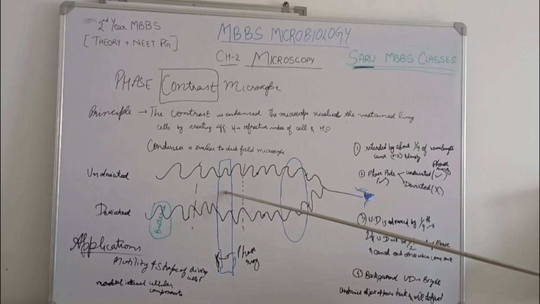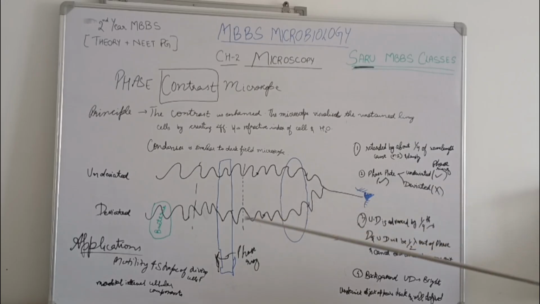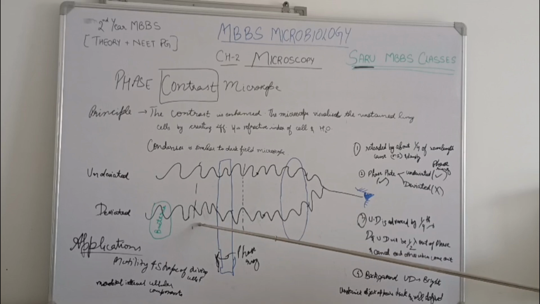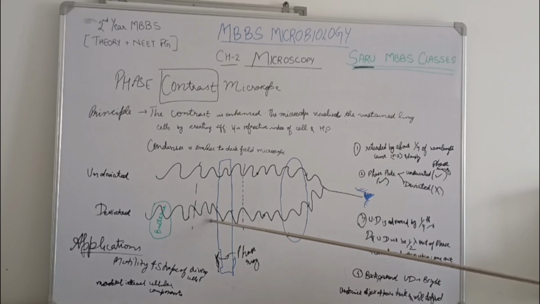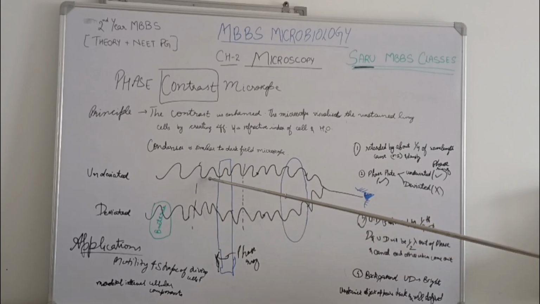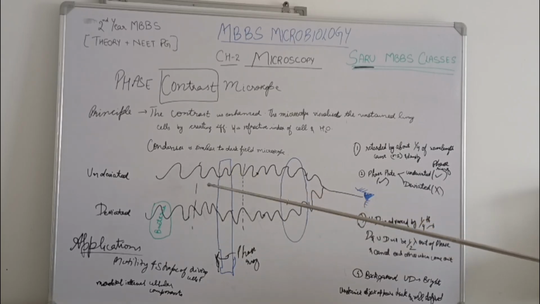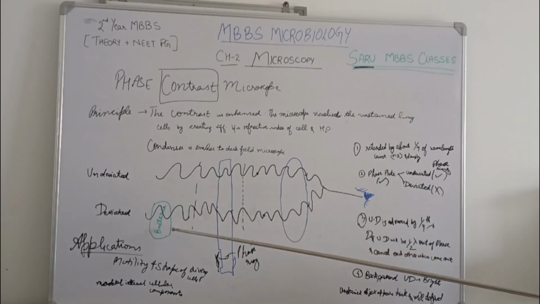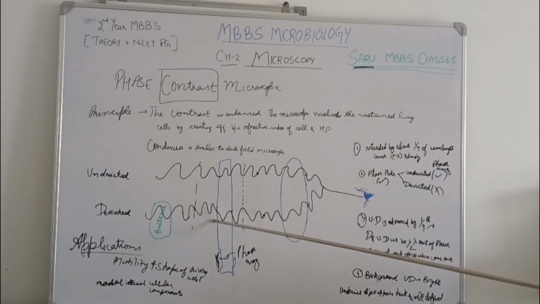This is a phase plate. The phase plate is constructed in such a way that the undeviated light rays will definitely strike the phase ring, whereas the deviated light rays will not strike the phase ring in the phase plate. The undeviated light rays strike the phase ring, whereas the deviated light rays deviate from the bacteria, will not strike the phase ring and will pass through the plate.